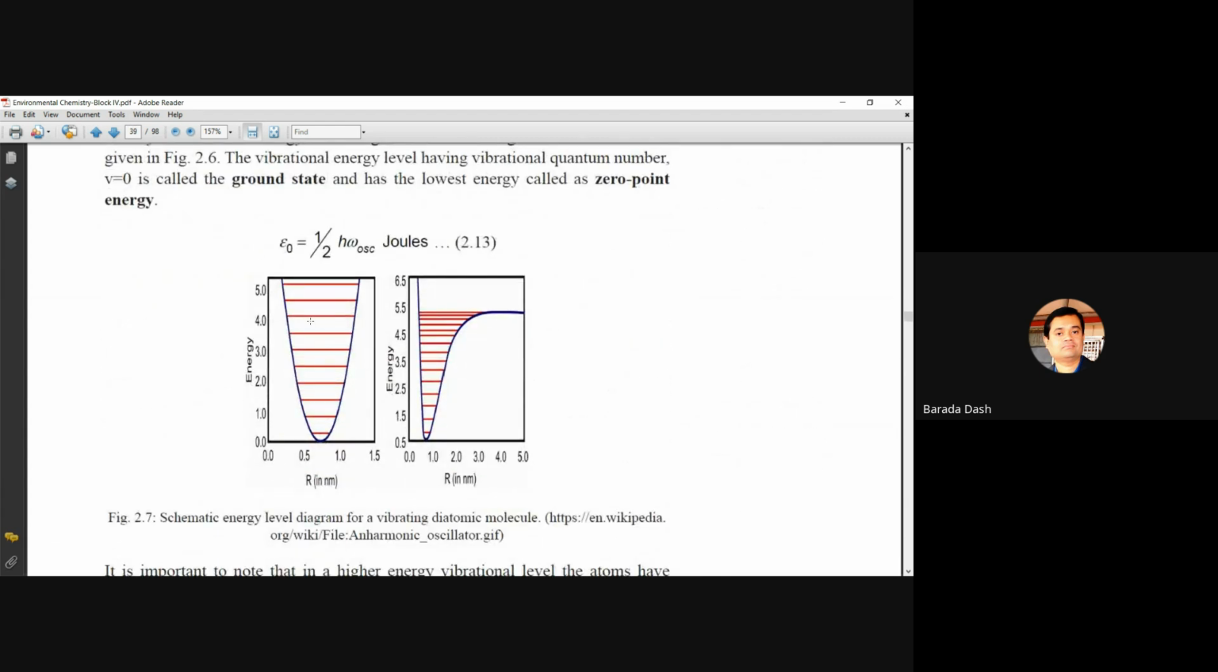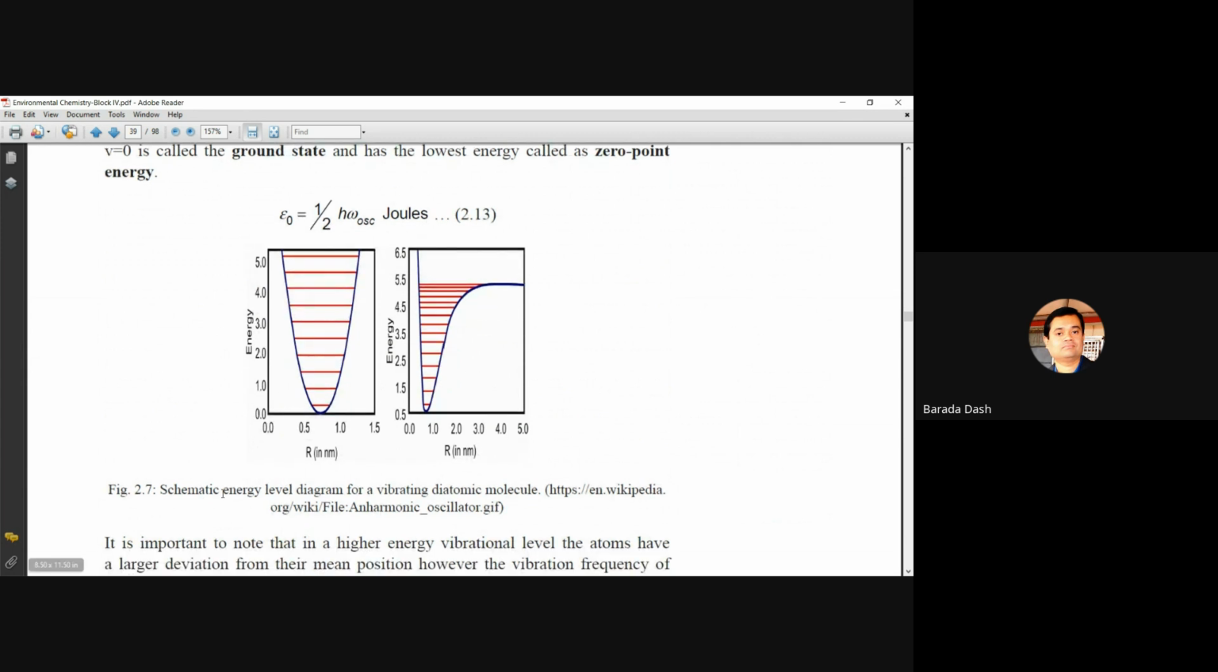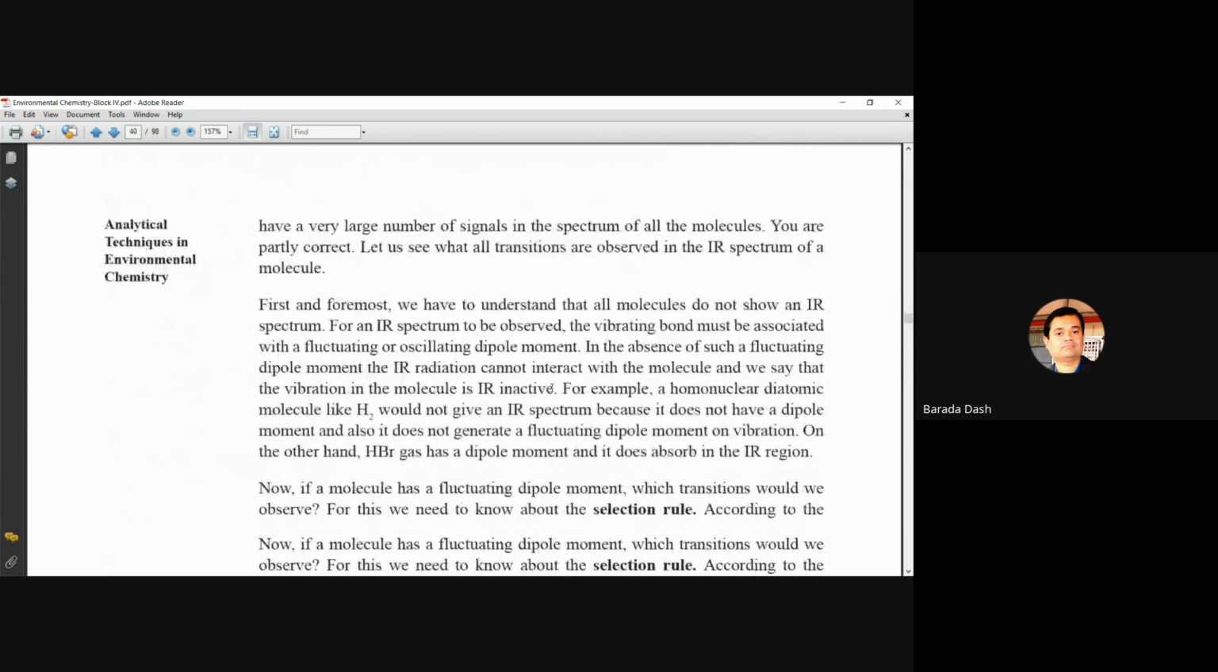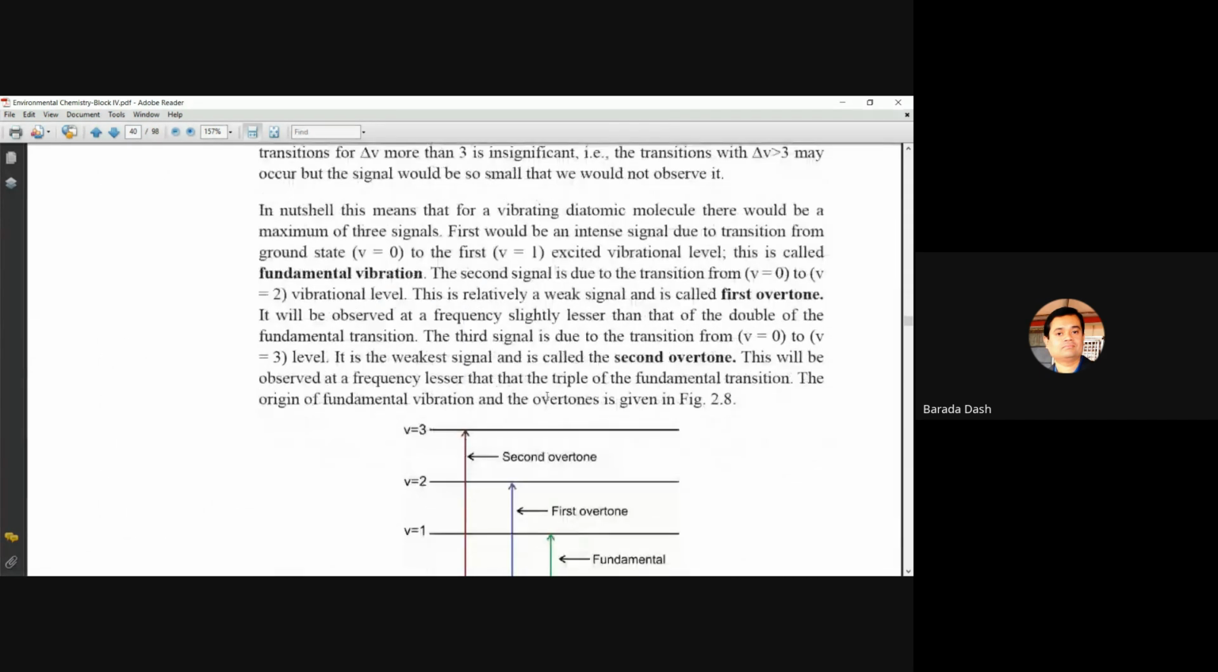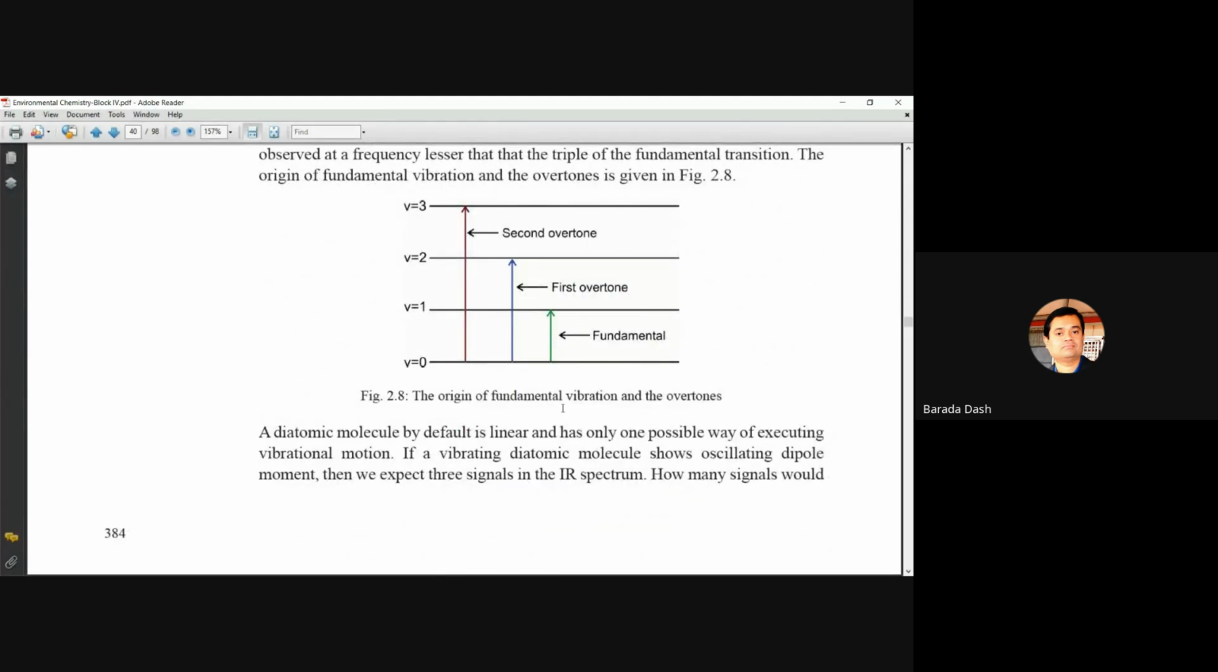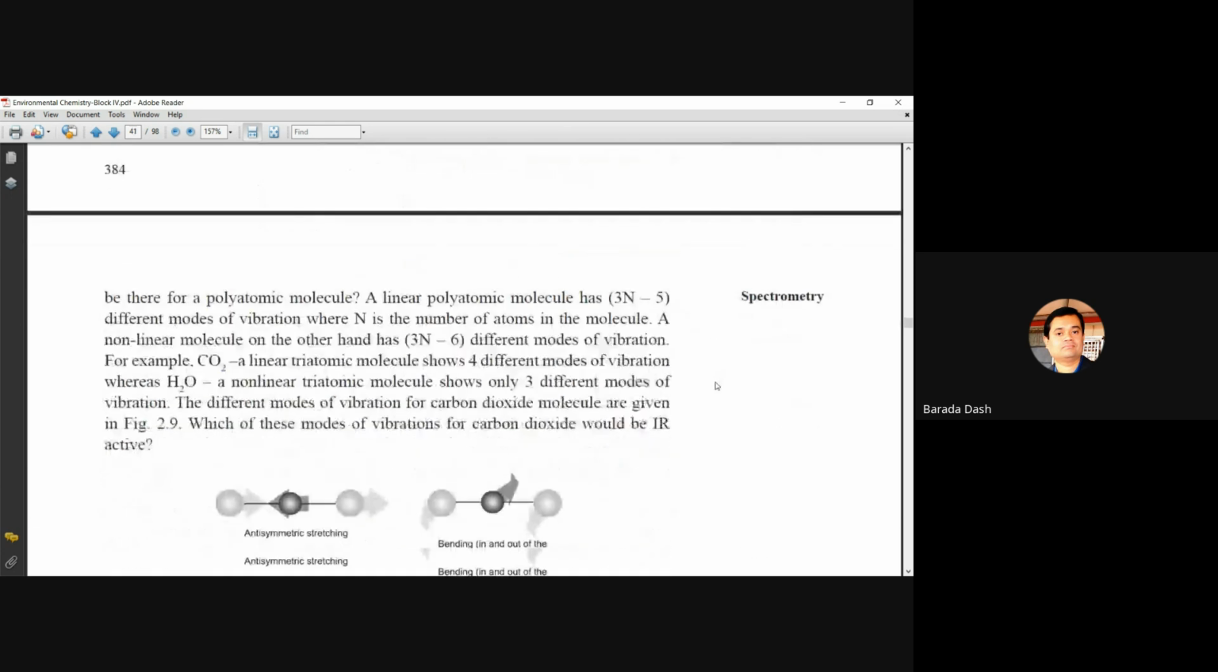See the vibrational changes, the vibrational ground level changes, in these two figures: a schematic energy level diagram for a vibrating diatomic molecule, showing how the vibrational energy changes. This is the origin of fundamental vibration. Fundamental means the transition from level 1 to 2, and overtones are 1 to 3, and so on. Like this, different overtones and fundamental bands are observed in an IR spectrum.